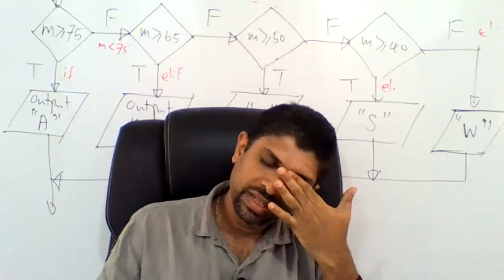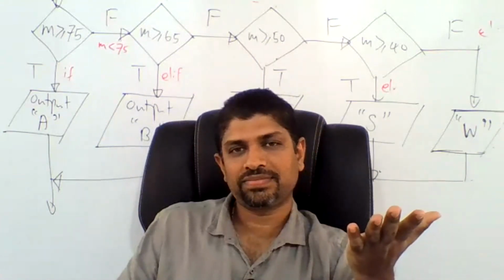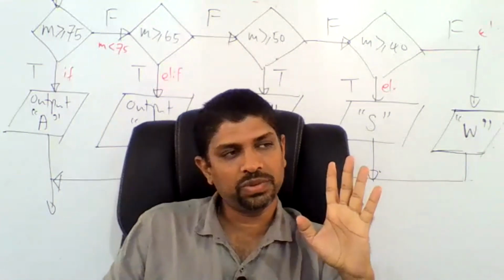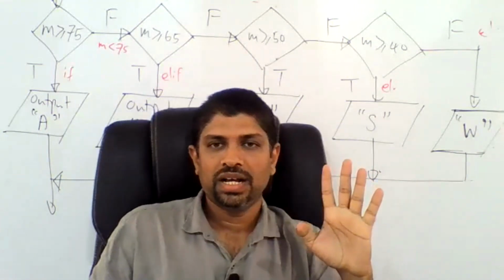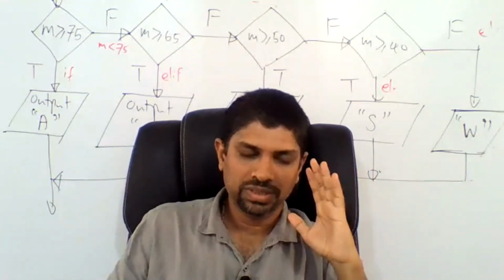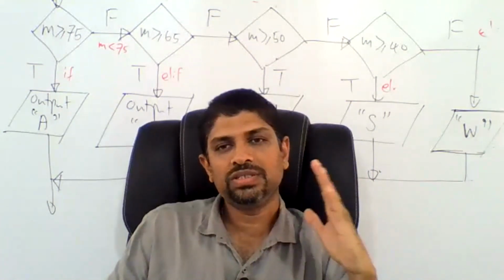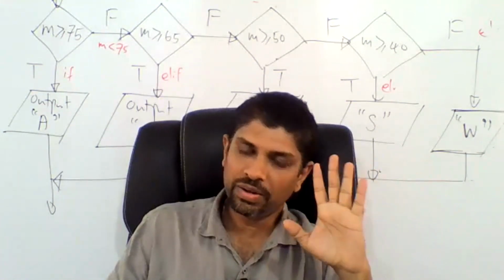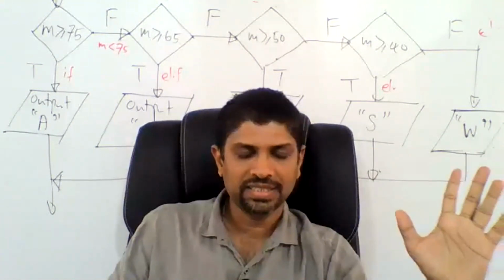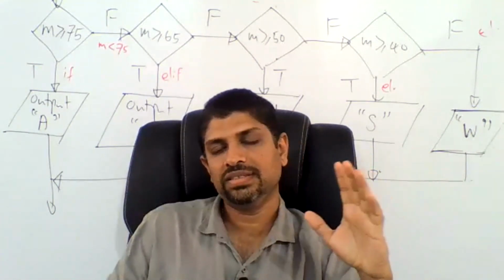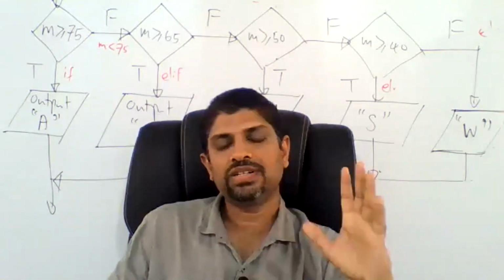So when we write computer programs, always we have to tell the computer, do this, do this, do this. The computer cannot do anything else. What we tell is what the computer does.